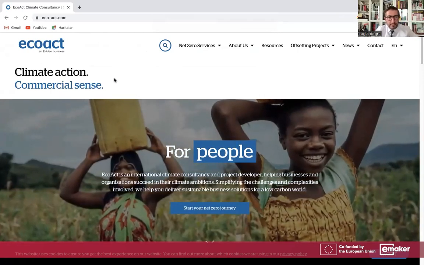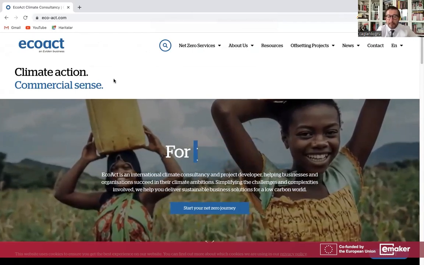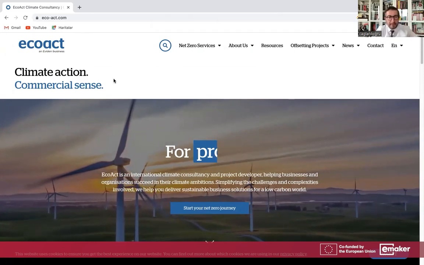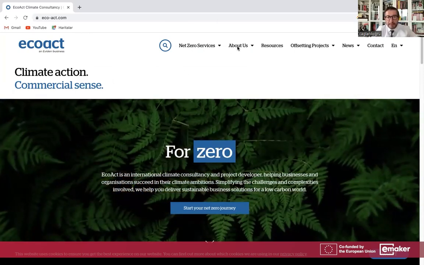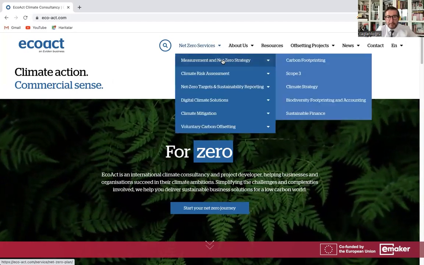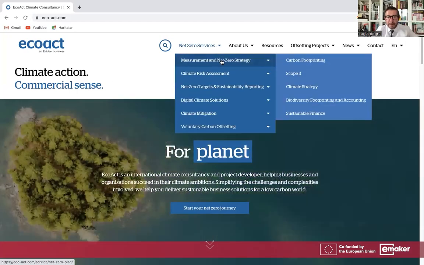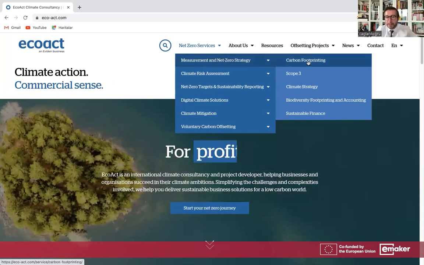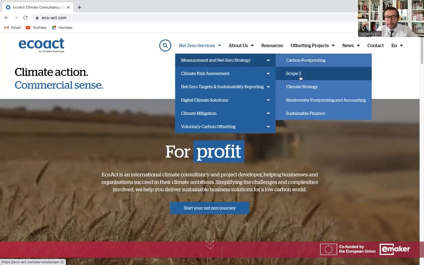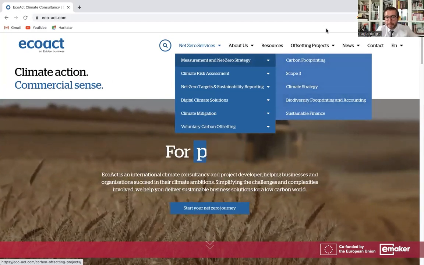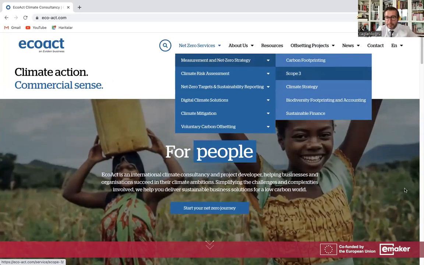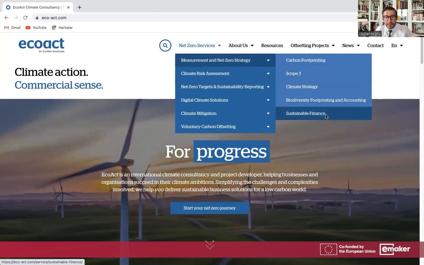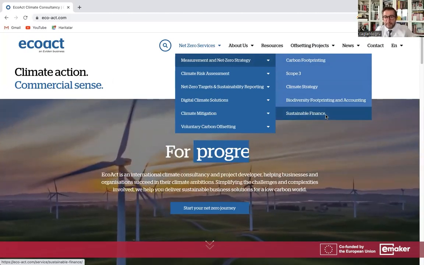As you see, EcoAct aims to have some positive impact for climate action. For example, let's have a look at the net zero services measurement and net zero strategy. It's all about carbon footprinting, climate strategy, also biodiversity footprinting and accounting, also sustainable finance, which we mentioned just a few minutes ago.